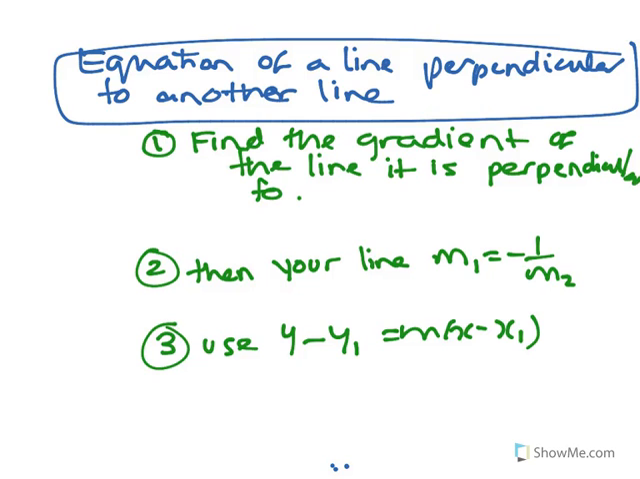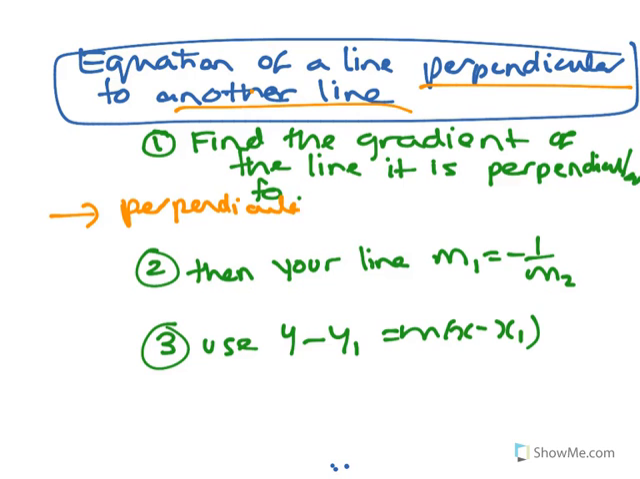Okay, so to find the equation of a line that is perpendicular to another line, for example, say it was perpendicular to 3x minus 7y plus 1 equals 0, then what you basically need to do is rearrange this to find the gradient of this line. To do that, you need to put it into gradient y-intercept form.